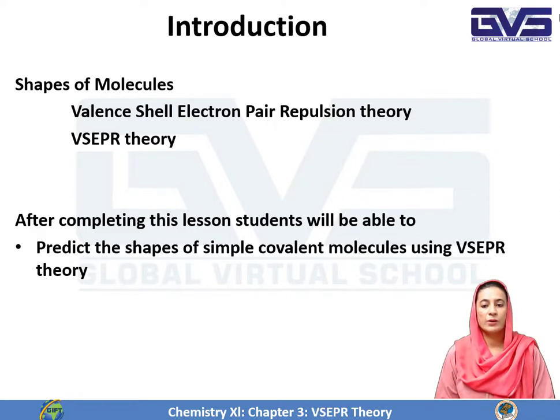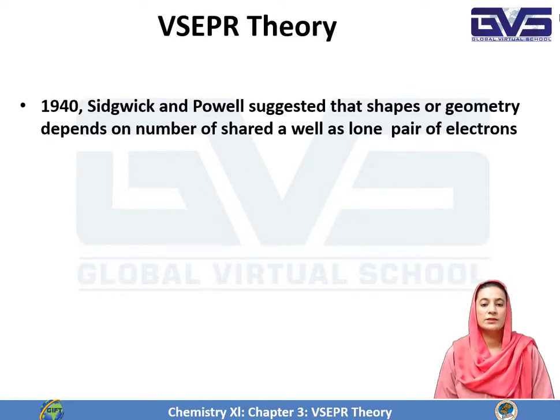After completing this topic, you will be able to predict the shapes of simple covalent molecules using valence shell electron pair repulsion theory. Students, this theory was first suggested by Sidgwick and Powell in 1940. Both of the scientists suggested the shapes, or you can say the geometry, of the molecules. According to them, these shapes and geometry depend upon the number of shared as well as lone pairs of electrons.